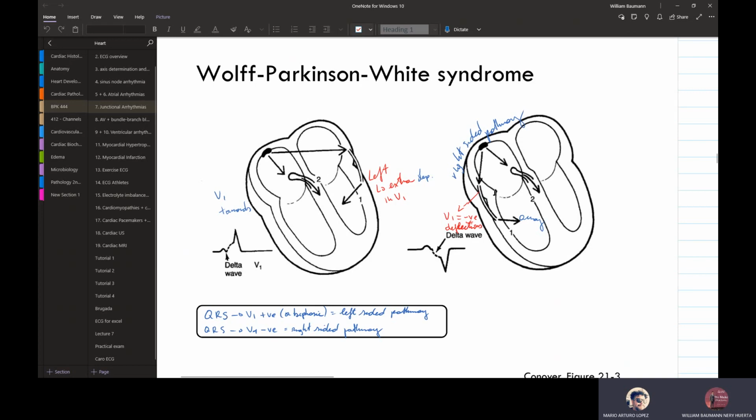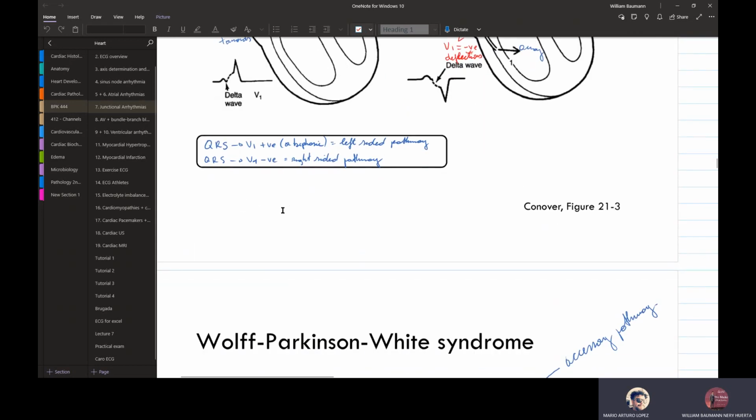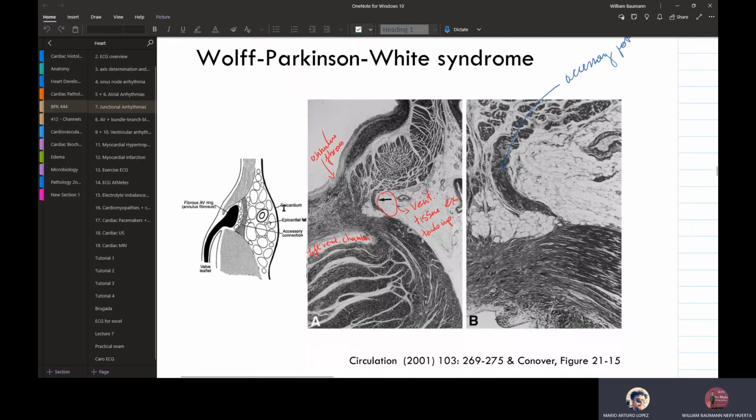If it's on the right side, you see the little accessory pathway connected here and here. You're going to have a negative deflection in V1. The delta wave would change depending on where it is. This is the most characteristic one. This delta wave is the most frequent one. And here's the annulus fibrosis that we see.